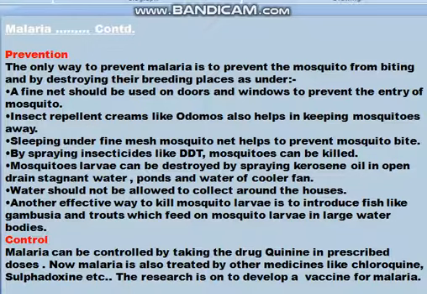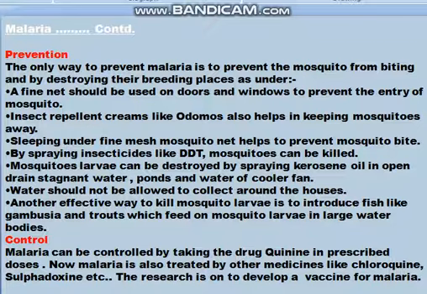And water should not be allowed to collect around our houses. Another effective way to kill mosquito larvae is to introduce fish like gambusia and trout, which eat mosquito larvae, and so we can be protected from the bite of the mosquito, and then Plasmodium will not attack us. So these are the points of prevention of malaria.